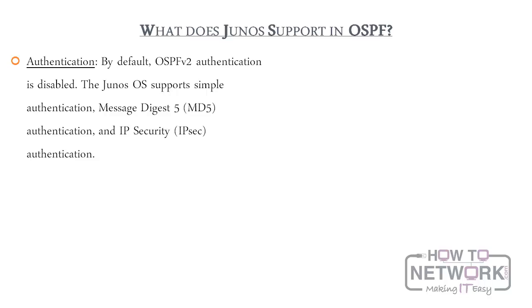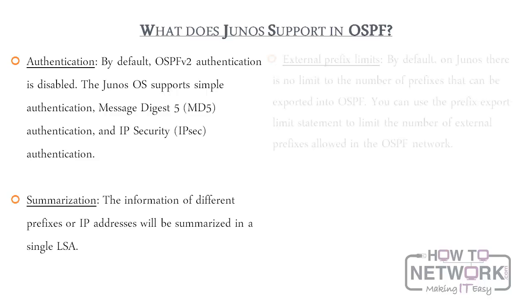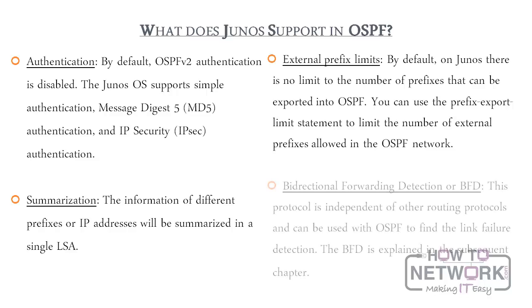And we have summarization. The information of different prefixes or IP addresses will be summarized in a single LSA. And we have external prefix limits. By default, on Junos, there is no limit to the number of prefixes that can be exported into OSPF. You can use the prefix-export-limit statement to limit the number of external prefixes allowed in your OSPF network. And then we have bidirectional forwarding detection, or BFD.